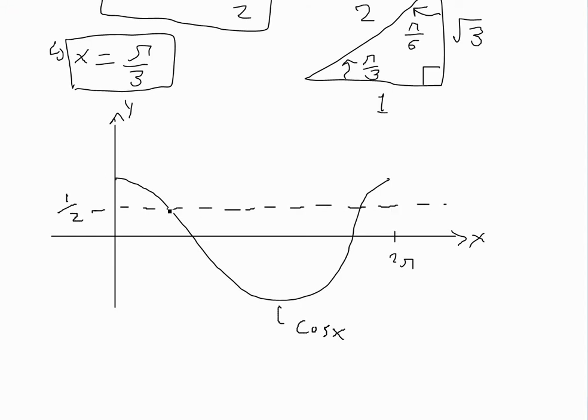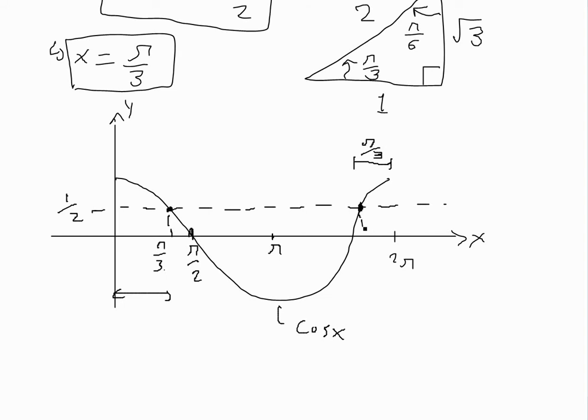We know this first point is pi over 3, because this point is pi over 2, this point is pi, this is 3 pi over 2, and this is 2 pi. Since there are going to be 2 points, this one is our pi over 3. Now we have to find out what the other value is. Since the graph is symmetric, from here to here is pi over 3, and so is from here to here.